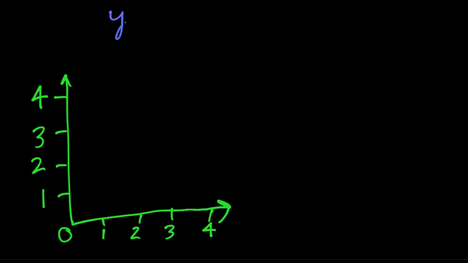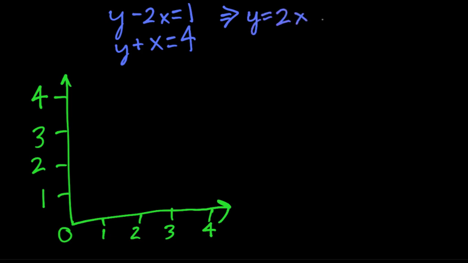which were y minus 2x is equal to 1, and y plus x is equal to 4. Now if we arrange those to be the same as the formula of a line, so that we can graph it, we will get y is equal to 2x plus 1, and here we will get y is equal to minus x plus 4. So now we can graph that. Let's graph the top one first.